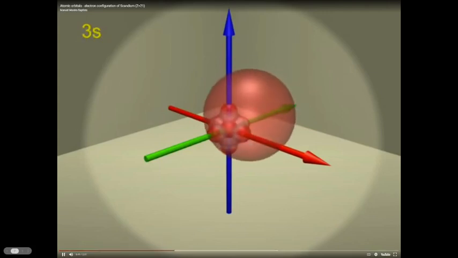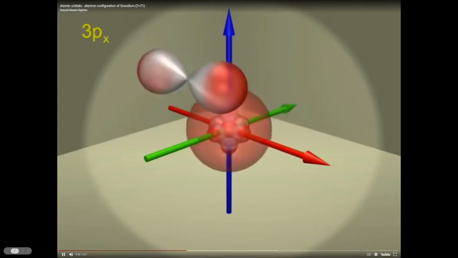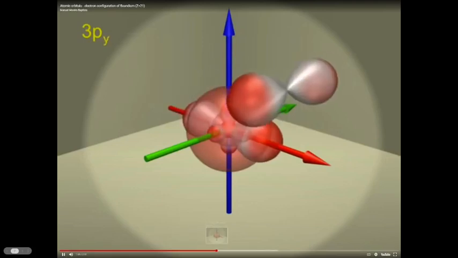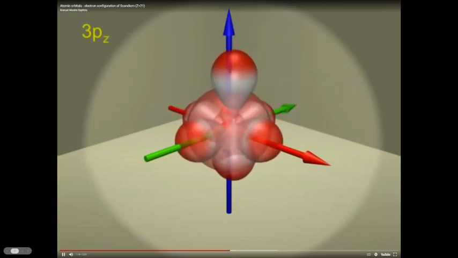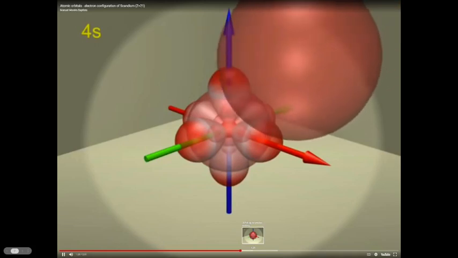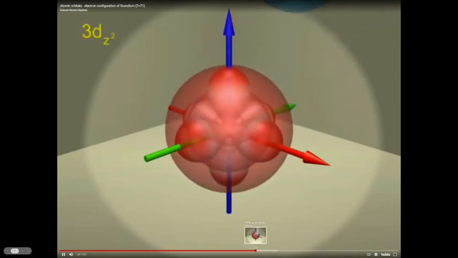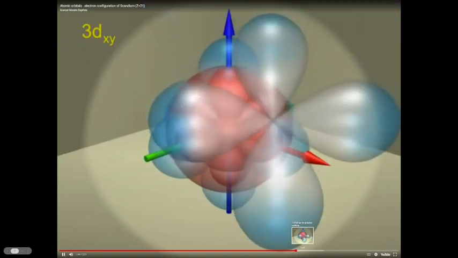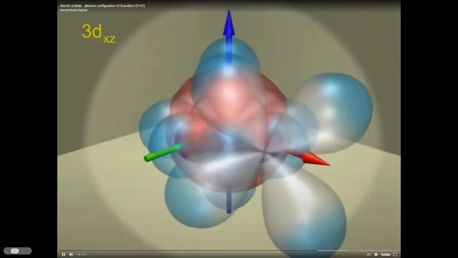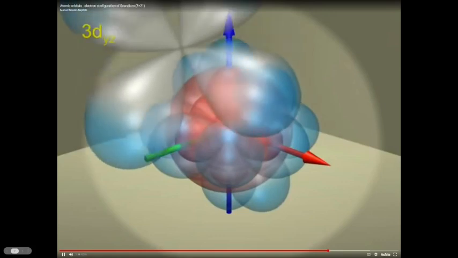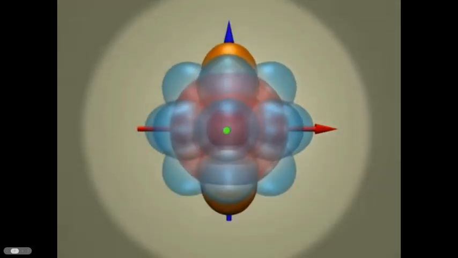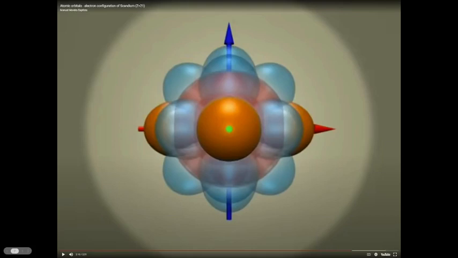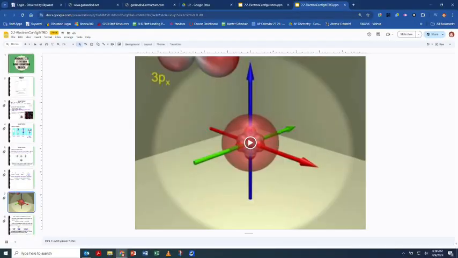Then we've got the 3s that comes in, those 3 P's. Once again, there are 3 of them flying in. And then the 4s. And then we've got some D's. So the 3D. Remember, there's 5 different orientations of D's, so there's a lot of these here. But the key idea is they keep getting bigger as the energy level gets bigger, and they're all overlapping. So what we're going to be doing is labeling how many electrons are in each of these orbitals as we build up the atom, a lot like what this video did.